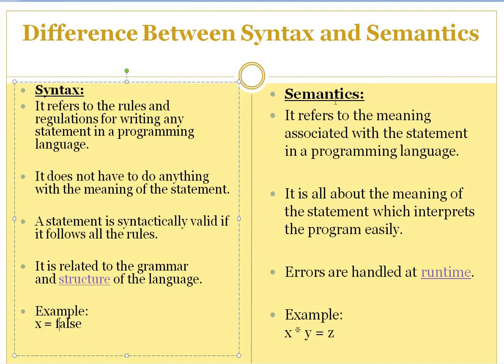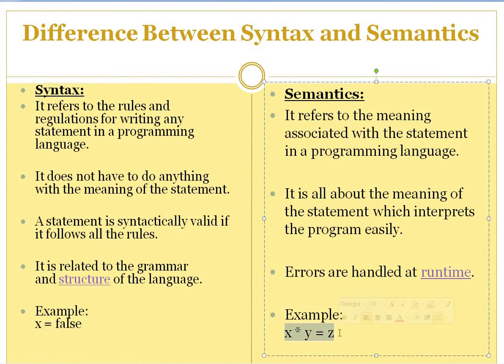But if we talk about the semantic error, this error is handled at runtime, unlike the syntax error. For example, you are declaring a variable, but then you need to write z is equal to x multiply by y, but you are writing x multiply by y is equal to z. So that is a semantic error. Your statement should be meaningful. So this is the difference between syntax and semantic error.